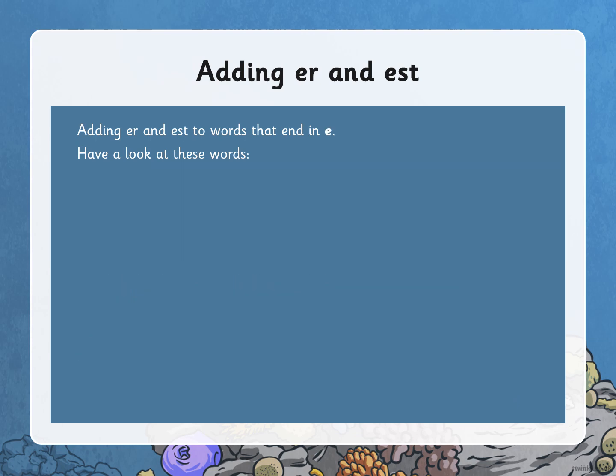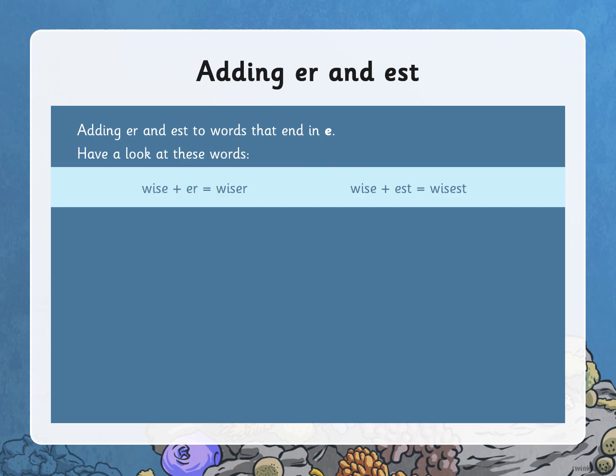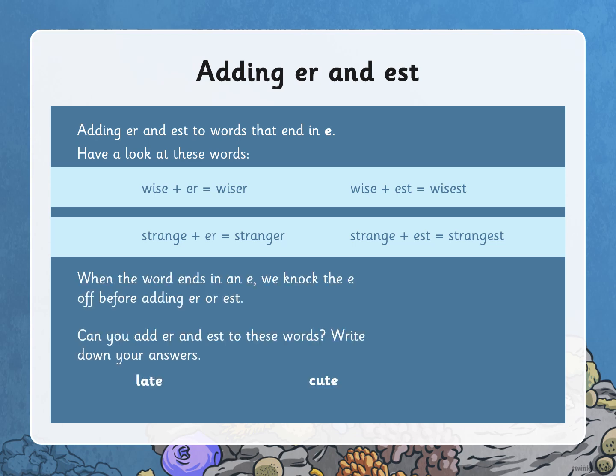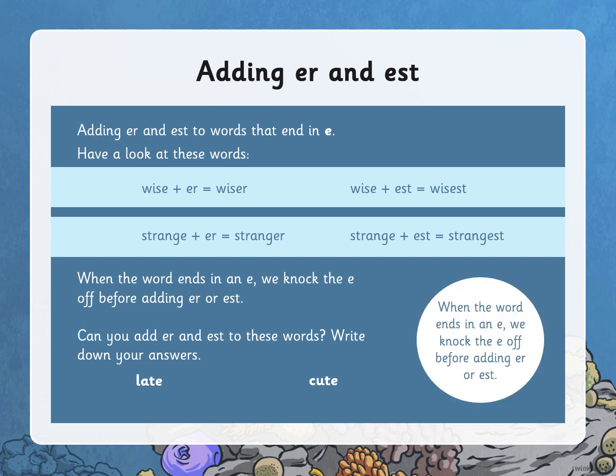Now let's have a look at what we need to do if we're adding the ER and EST suffix to words that end in an E. Have a look at these words. So when the word ends in an E, such as wise or strange, we knock the E off before adding the ER or EST suffix. Have a go at adding the ER and EST suffix to the words late and cute. Pause the video here and write down your answers.